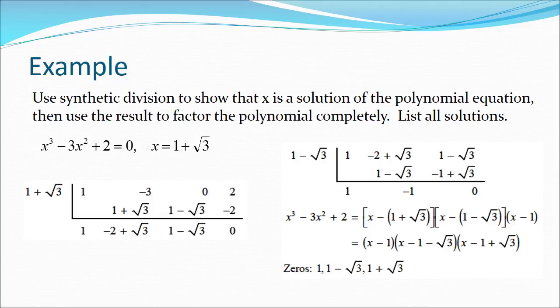So bring down the 1, multiply. Now this time it's easier. The first time you have to pull that out, it's really hard. But when you do the conjugate, it's just so much easier. And notice we're left with 1 and negative 1. So we have that x cubed minus 3x squared plus 2 is x minus 1 plus the square root of 3, x minus 1 minus the square root of 3, and then finally, very simply, x minus 1. So our zeros are 1, 1 minus the square root of 3, and 1 plus the square root of 3.